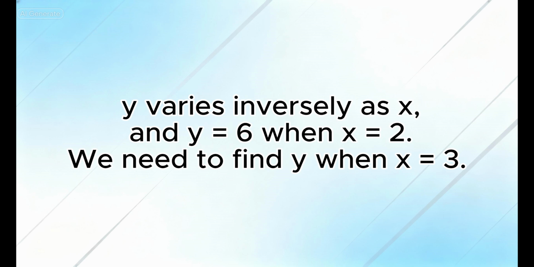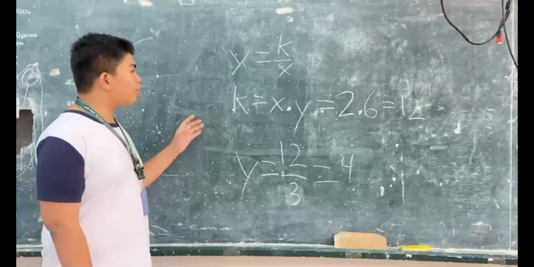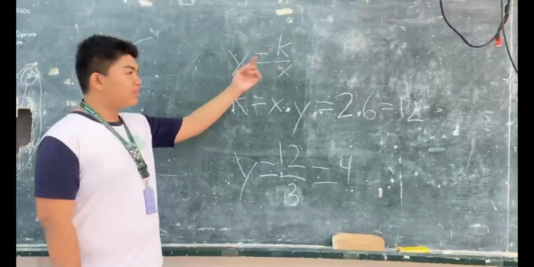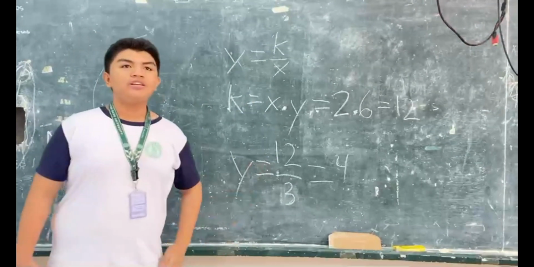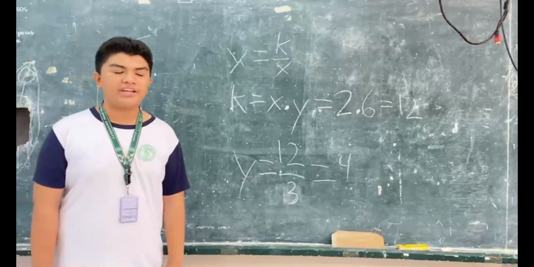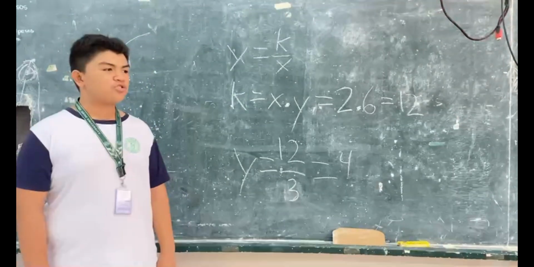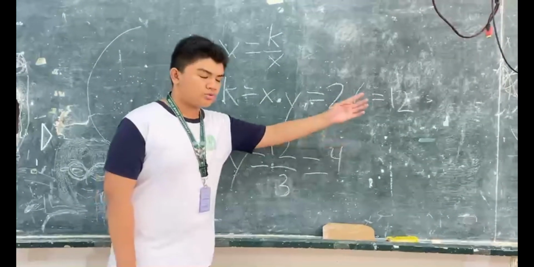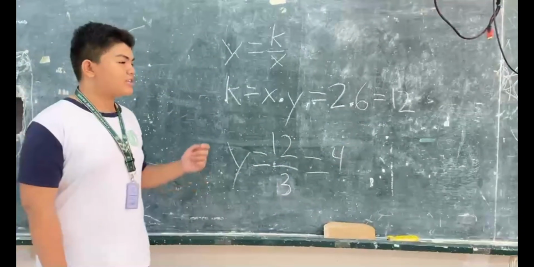Let's try. Start with a simple example. We're told that y varies inversely as x and y equals 6 when x equals 2. We need to find y when x equals 3. Write the formula for inverse variation, which is y equals k divided by x. Then, we find the constant of variation when x equals 2 and y equals 6. So we got 2 times 6, which is 12. So our constant is 12.